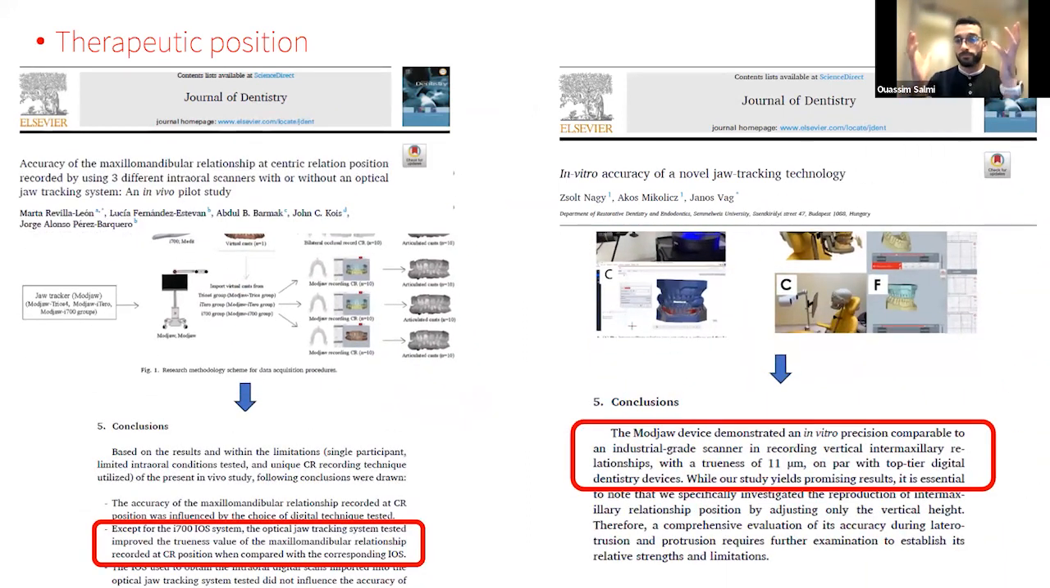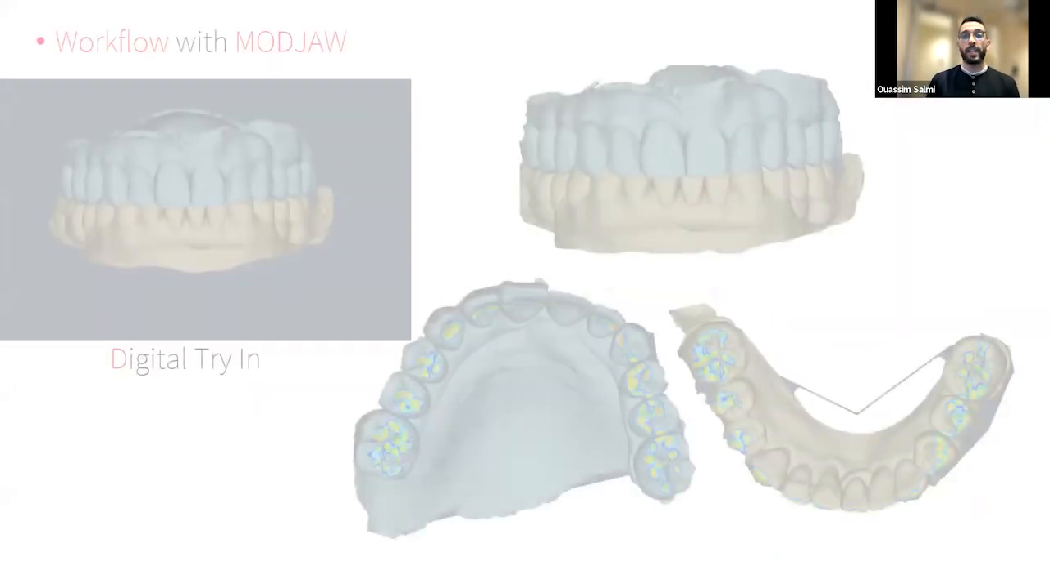The results were surprising, because here you can see the Modjaw device gives, in a recording, the vertical intermaxillary relationship with a trueness of 11 microns. This is perfect. You are precise just by doing a Modjaw recording and exporting a position from there. And here, the jaw tracking system did improve the trueness value of the maxillomandibular relationship recorded. So by just exporting one image, you are not losing information, you are being more precise than everyone, and you are not losing time.